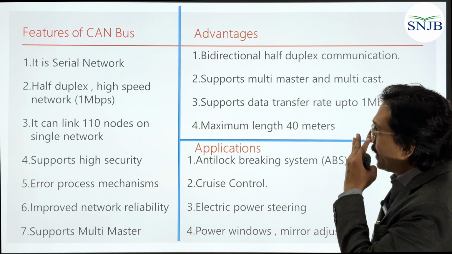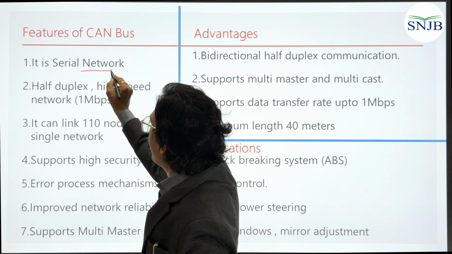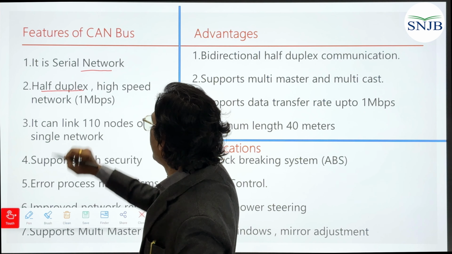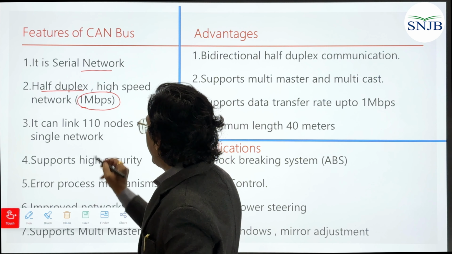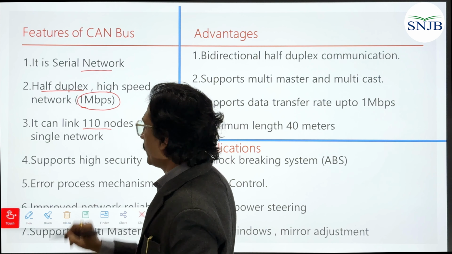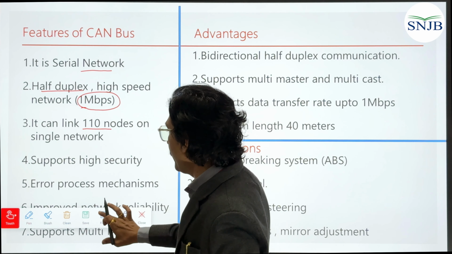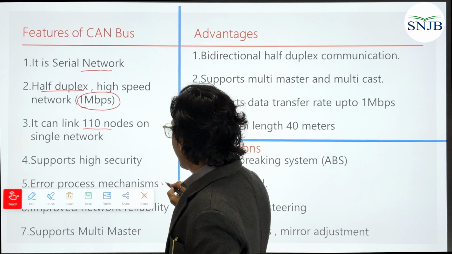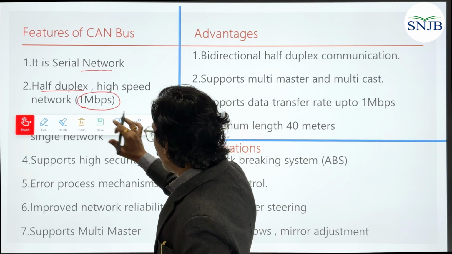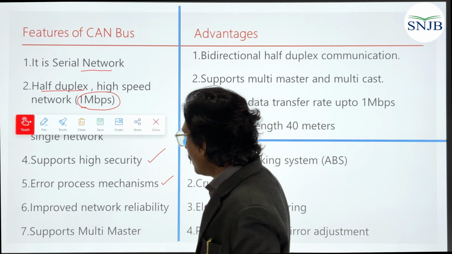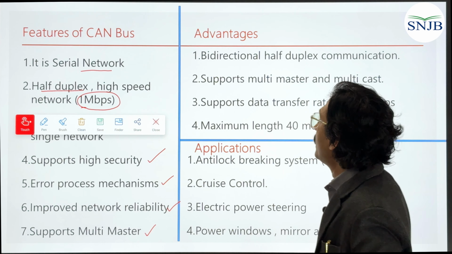As far as the features are concerned, it is serial. It is half duplex, and the maximum speed is up to 1 Mbps. It has 110 nodes. It can support 110 different peripherals. Error processing mechanisms like cyclic redundancy check are there. It is having a good kind of security. A reliable network is there. It supports multiple masters.